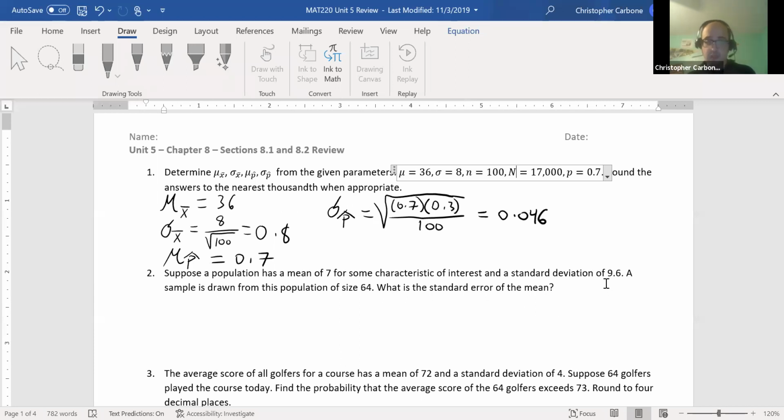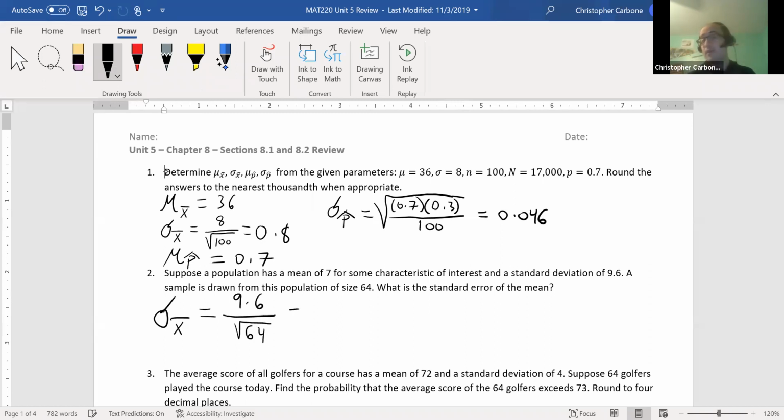So I know the name for that was the standard deviation of the sampling distribution of the sample mean. There we go. This is the standard deviation of the sampling distribution of the sample mean. This will be 9.6 divided by the square root of 64. So 9.6 divided by 8, this should be 1.2 as the standard error for this case.